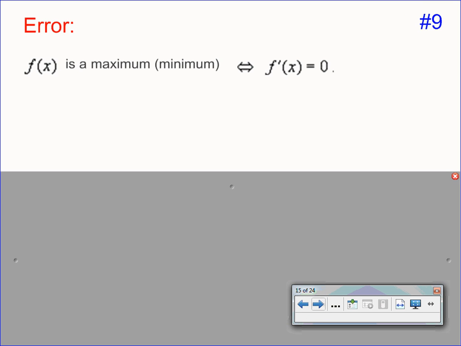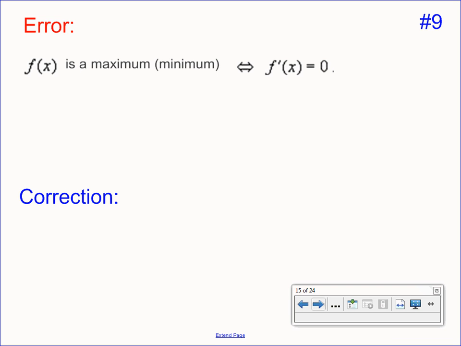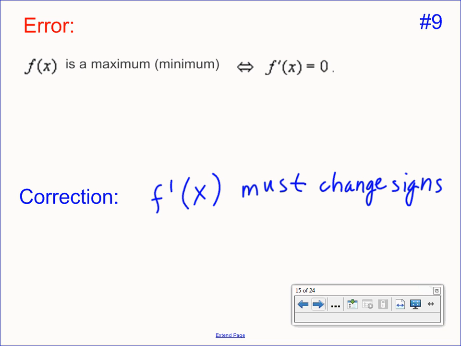Number 9. F of x is a maximum or minimum if and only if f prime of x equals 0. Deja vu, I feel like I've been here before. Kyle? It must change signs as well. F prime must change signs in order for f to have a relative maximum. Good job. F prime of x must change signs in order to have a relative maximum. Not like aunt or uncle, but local maximum. Even if they live out of town.